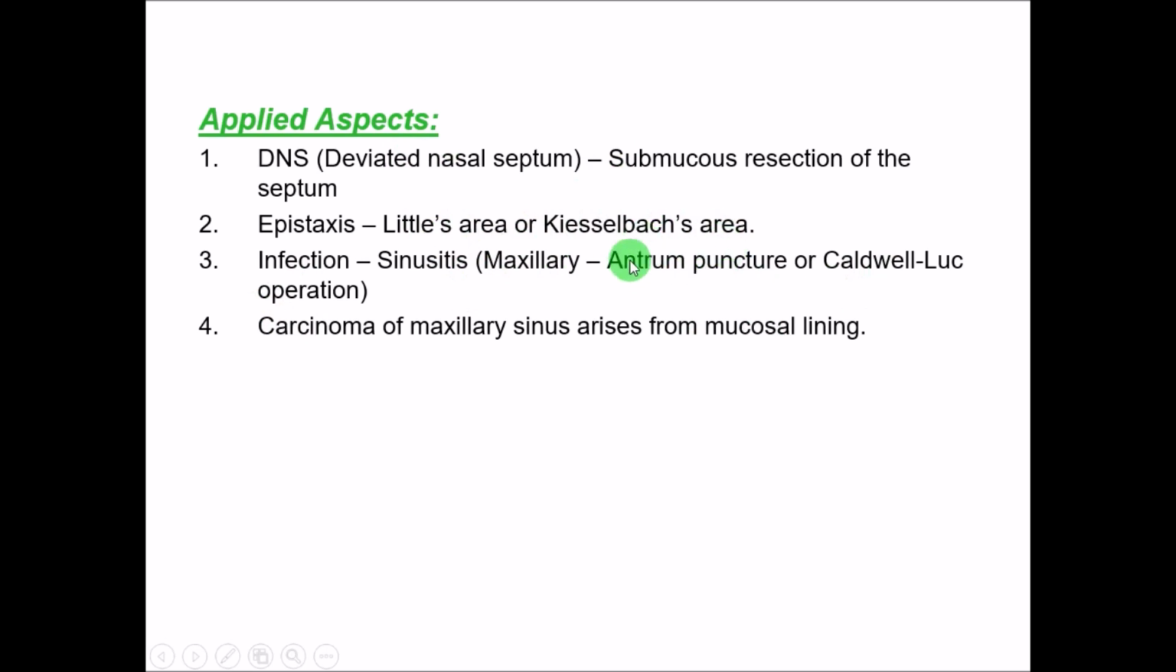There are two kinds of surgeries: they do the antral puncture itself, or there is also the Caldwell-Luc operation, through which they try to drain the excessive production of mucus within the maxillary sinus. Coming to the fourth part, carcinoma of the maxillary sinus is common compared to the other air sinuses, and usually it arises from the mucous lining of the air sinus. If there is chronic infection or continuous irritation, that can lead to carcinoma of the maxillary sinus itself.